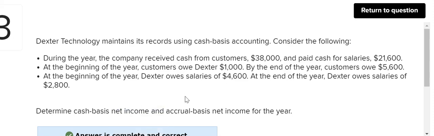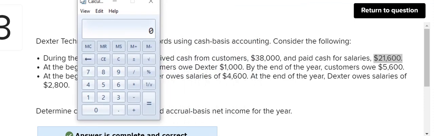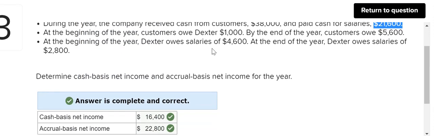Okay, on this problem, when you're calculating the net income, we always refer to revenue minus the expenses. On the cash basis, it would only be the cash we have collected. So we're going to take 21,600 and subtract that away from 38,000, and that will give us the total of net income for the cash basis.